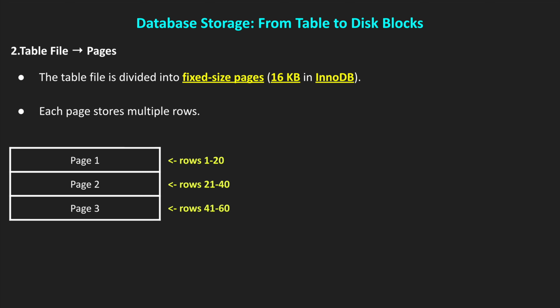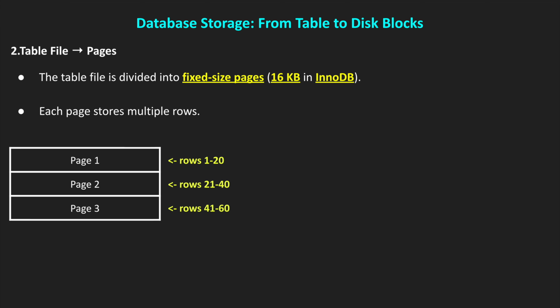Each page stores multiple rows. For example, let's say that we have a table with thousands or millions of rows. Let's say that 20 rows fill 16 kilobytes. Then those 20 rows are stored in one page.